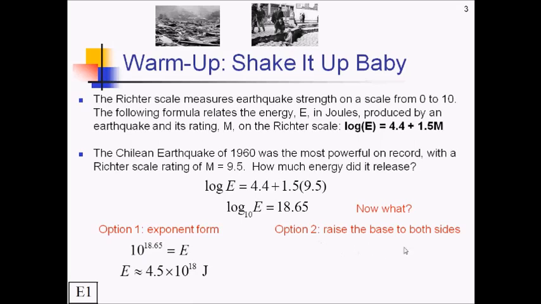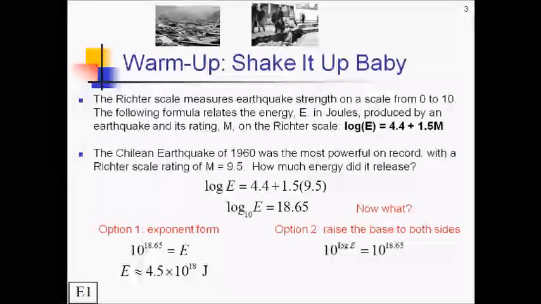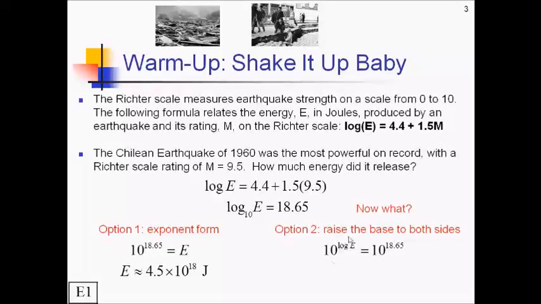So this is kind of weird if you've never done it before. We're not going to raise both sides to 10. We're going to raise 10 to both sides. We're going to turn both sides of this equation into exponents and put them on top of a 10, like so. So we've got 10 to the log of E equals 10 to the 18.65. Now we know that 10 and log base 10 cancel, so that's just E on the left side. On the right side, we have this number here again, 4.5 times 10 to the 18. So just two different ways of doing the same thing, and they're both useful in different situations.